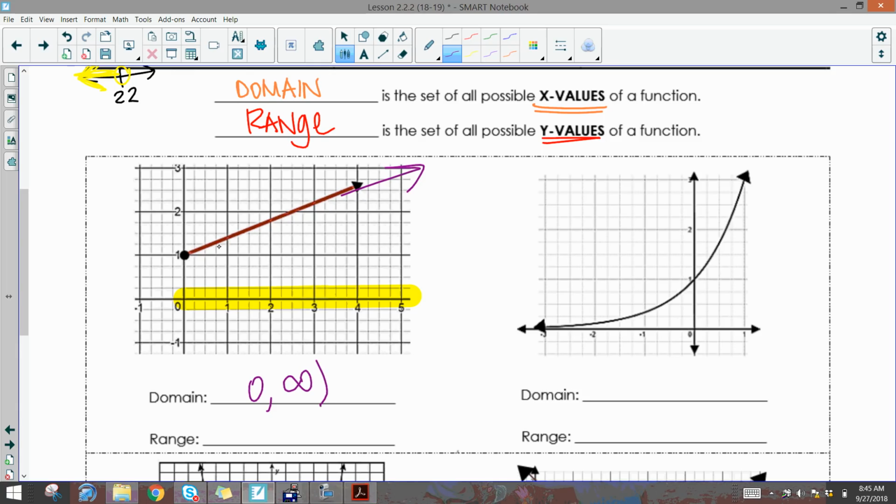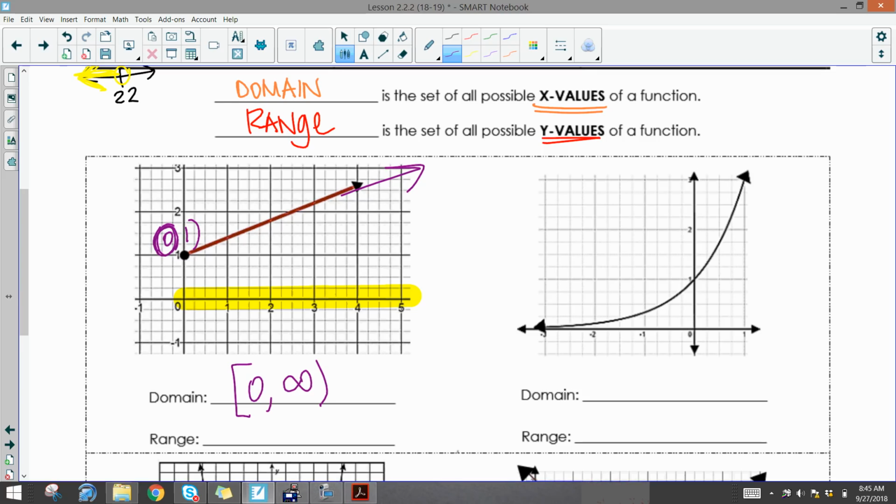Now, I don't have an arrow on the left-hand side, but I do have a closed circle. Again, I don't care about the 1. I'm caring about the x value. This is the point 0, comma 1. I'm caring about the x value right now because it's domain. That is going to be an included value because that is a closed circle.